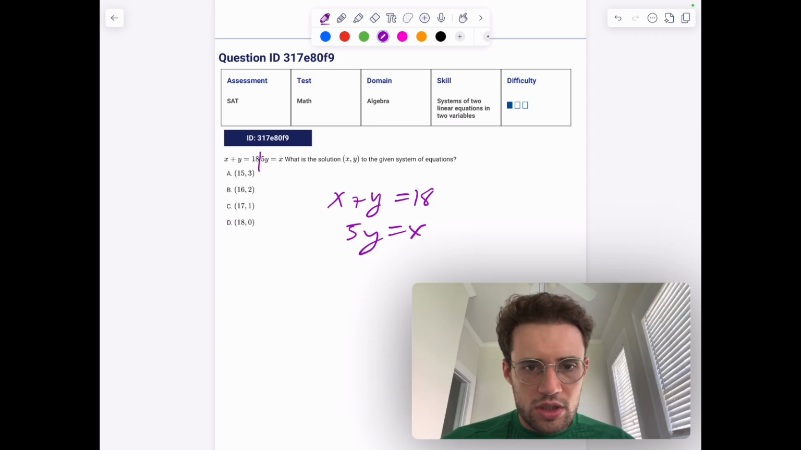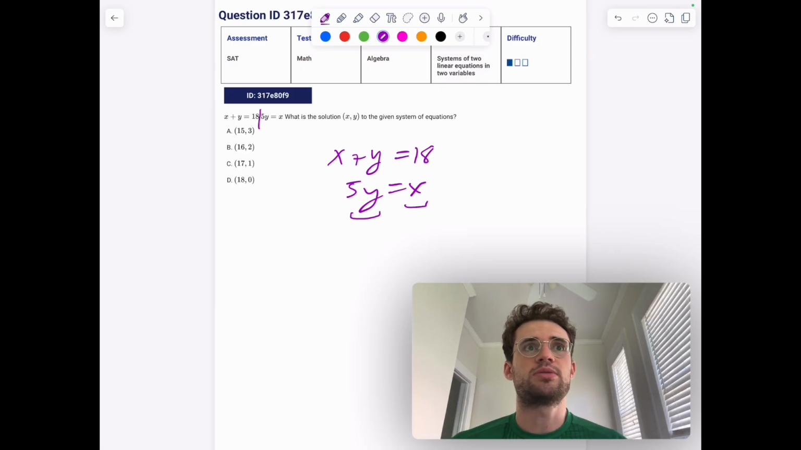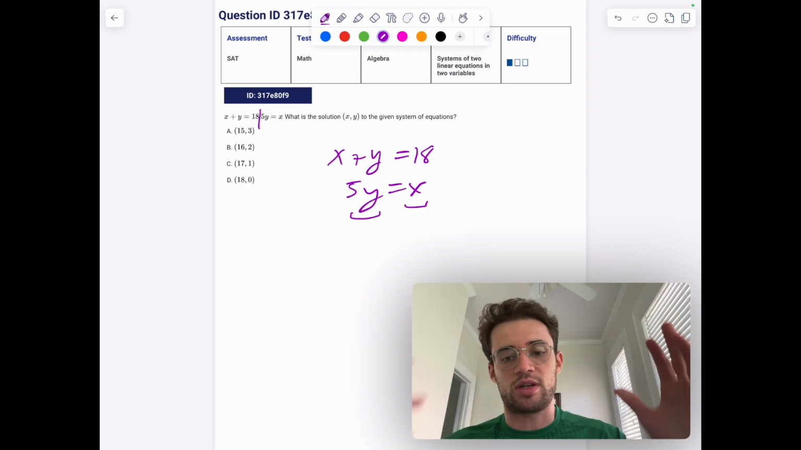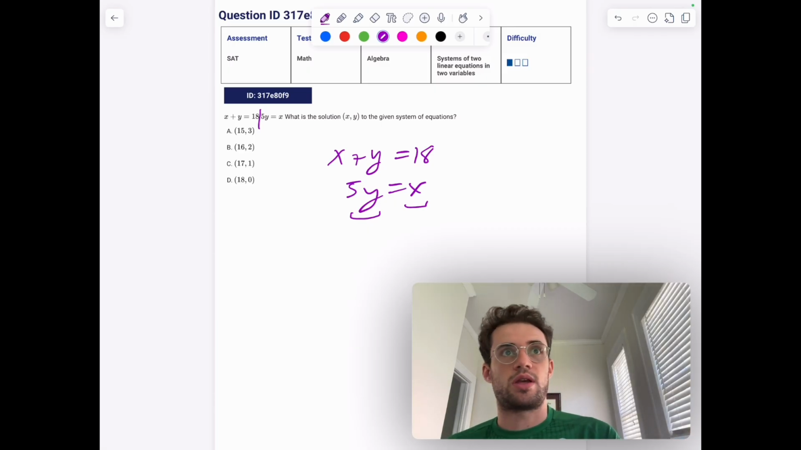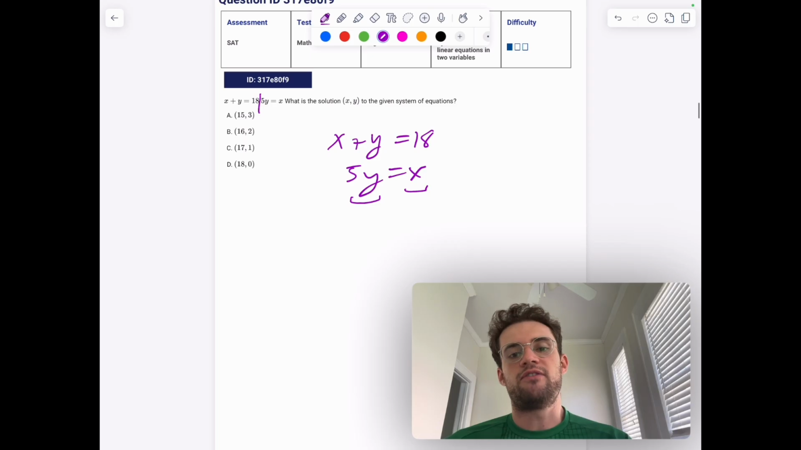So what is the solution x comma y to this given system of equations? They're giving us x is equal to 5y. So this is the first one where we actually have to use substitution or elimination in the normal context. They're not just giving us the value of one of them and then we're plugging in, because in the previous questions they were either saying y equals 3 or x equals whatever. But in this case, we have to substitute in a value in terms of the other variable.